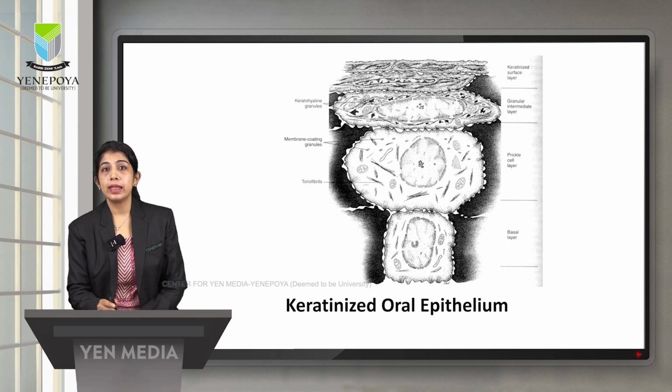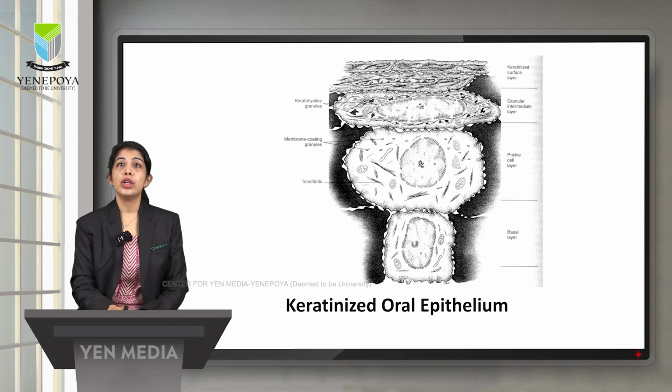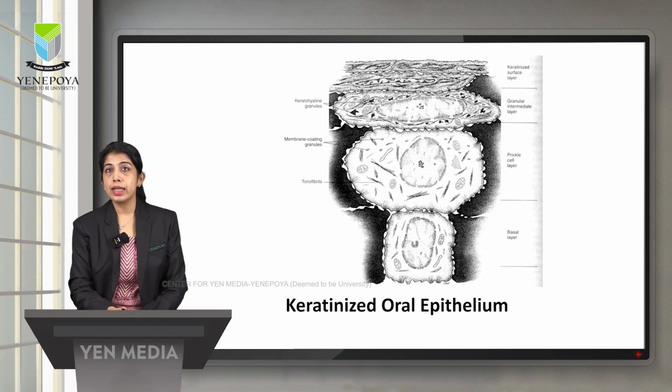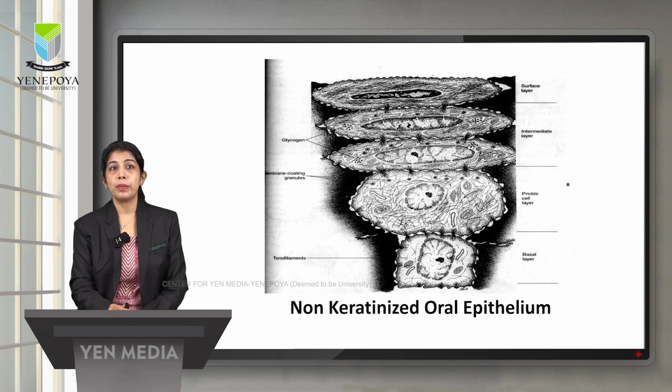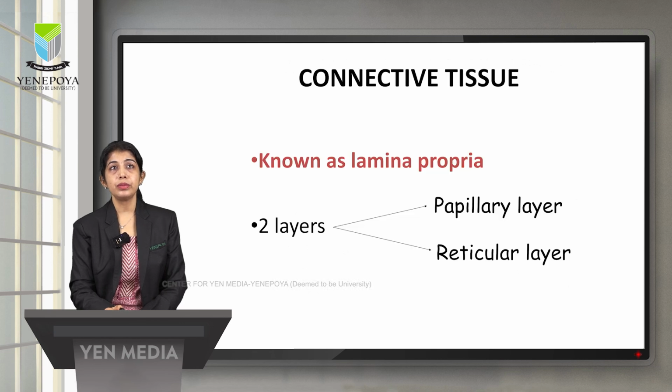So this is how a keratinized epithelium looks histologically. You have the basal layer, the prickle cell layer, the granular layer and the corneum layer, alright. Whereas in the non-keratinized epithelium, you have the basal layer, the prickle cell layer, there is an intermediate layer and there is no layer called stratum corneum because there is no keratinocyte present in the non-keratinized epithelium.